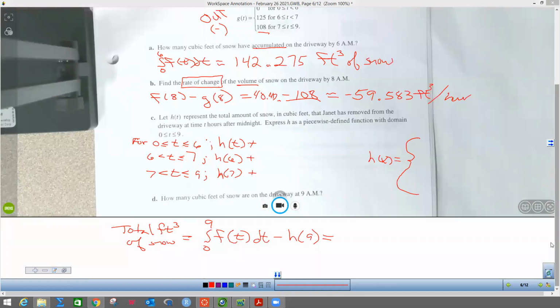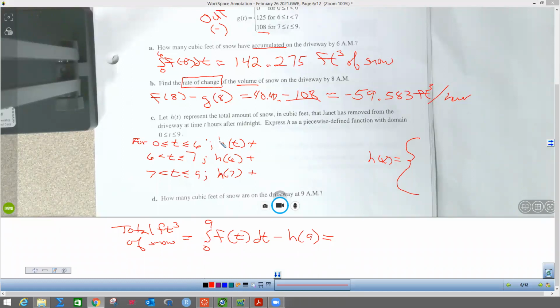Okay, going on down here, we got 2 left to do. We got C and D. And C says, let H represent the total amount of snow in cubic feet that Janet has removed from the driveway at the time midnight. So this is her snow being removed. Okay, so we're really only worried about this part.